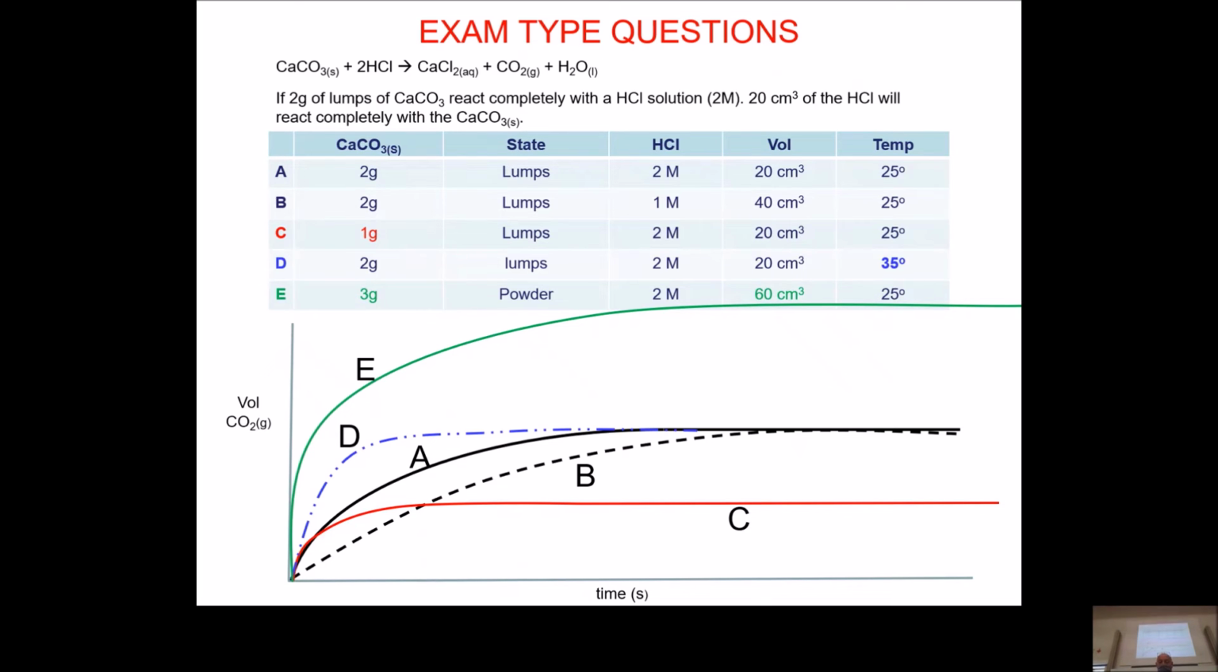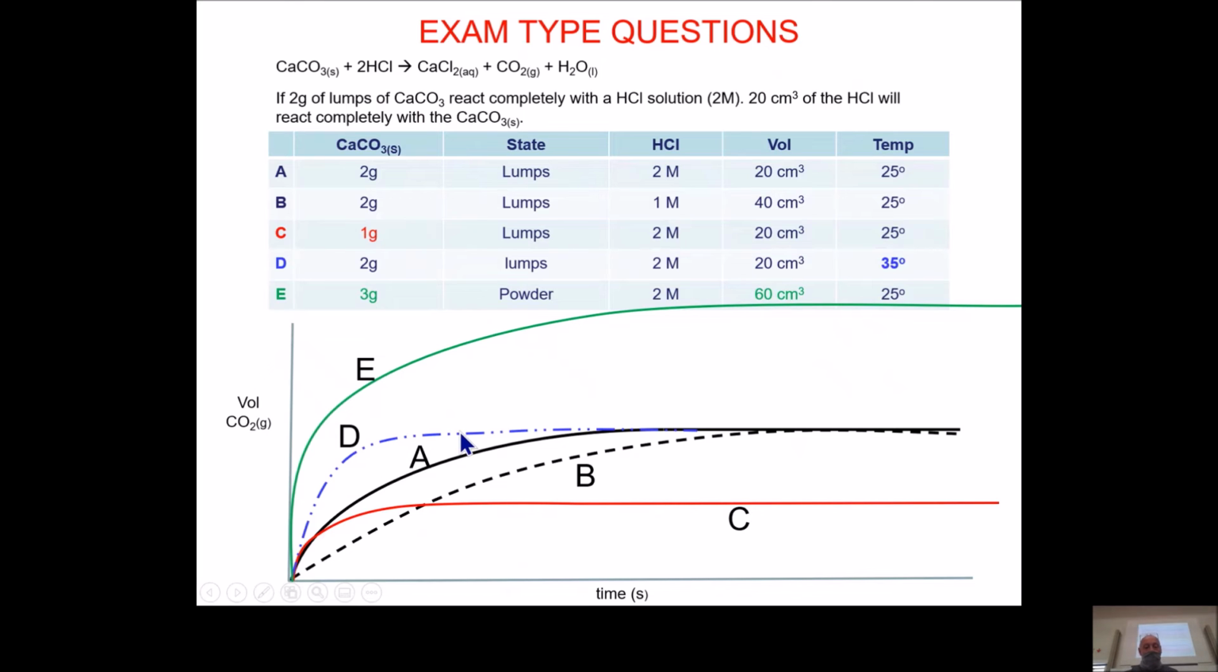Okay. So E is easy because you got the most stuff. You got 60 centimeters cubed of it. So I've colored these things in the color of the graph. So you're obviously going to get the most gas produced. So that's E. C is also easy because you got the least. You got 20 centimeters cubed of 2 molar, but you've got only 1 gram of that. So that's going to be the least. So those two are quite easy to sort out.